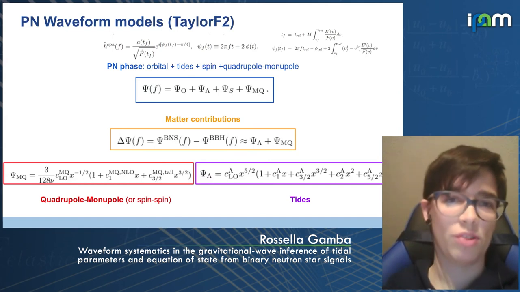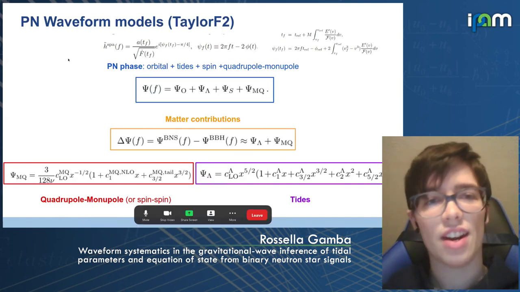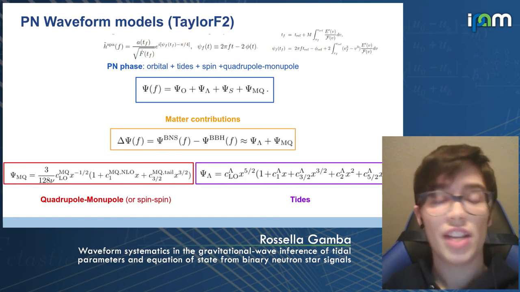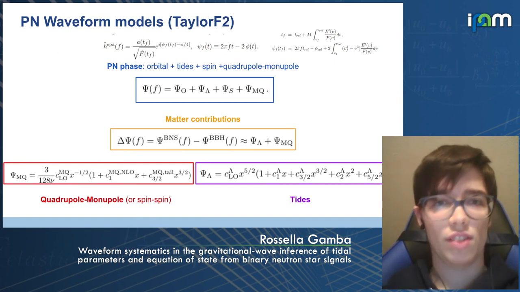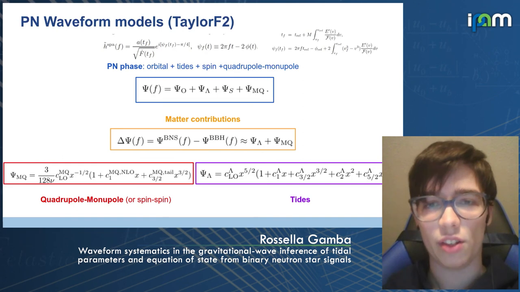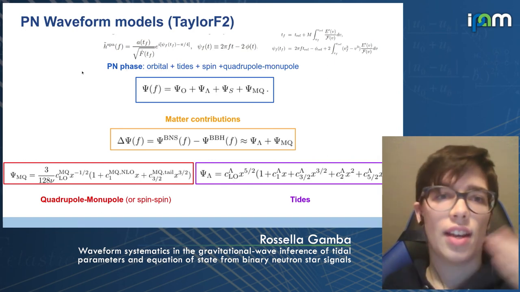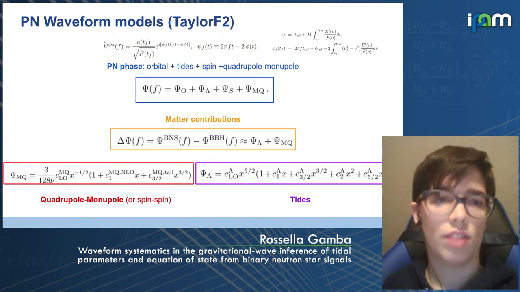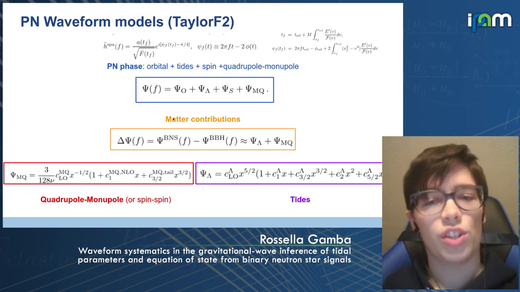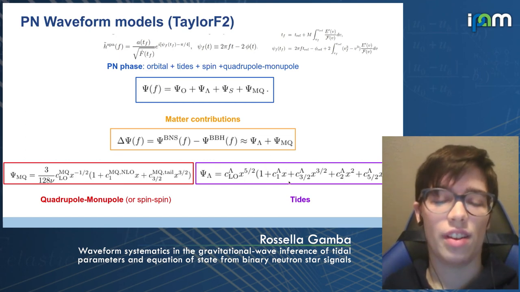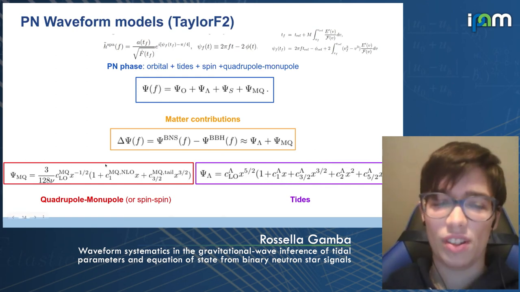I know that in principle, you're not supposed to put formulae in presentations, but here we are. So PN waveform models are expressed basically as a Taylor series of some post-Newtonian parameter, which usually is v, the velocity of the system, over c. So this parameter is always smaller than one. You can model them as an amplitude times a phase factor. And when it comes to tides, the amplitude does not contain tidal corrections, but the phase, of course, does. The phase does have matter contributions, which are the tidal part, which is the one here in purple. I did not write down all the coefficients, and you will thank me for it. And also the quadrupole-monopole terms.